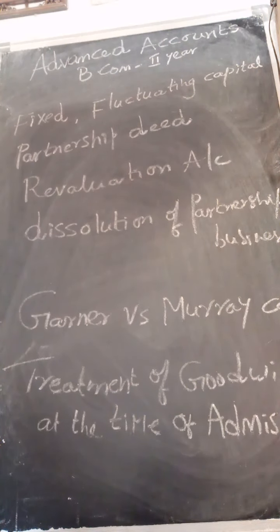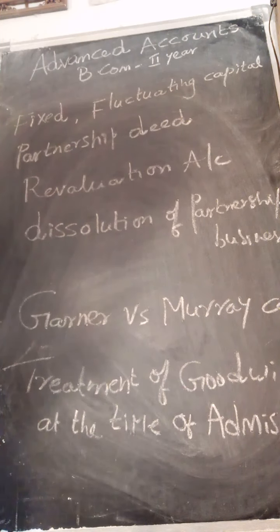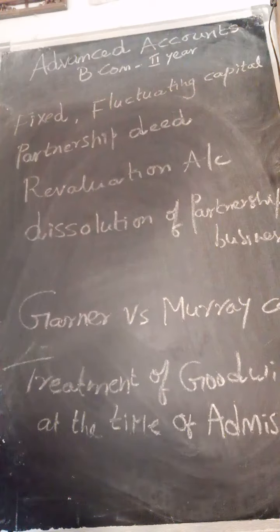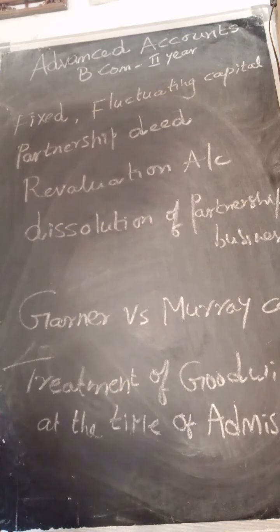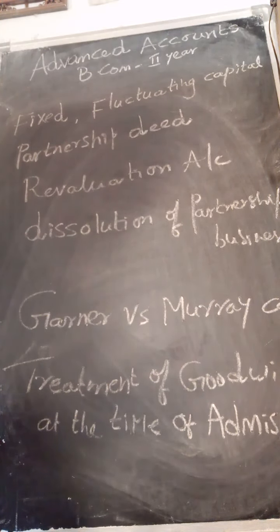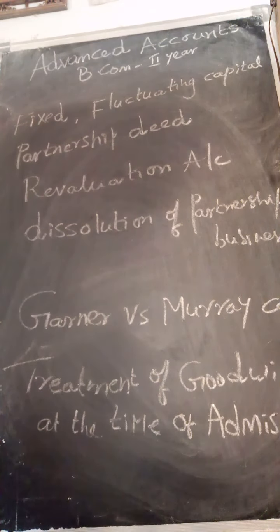Then revaluation account. Revaluation account is a nominal account. This account is prepared at the time of admission of partner, retirement of partner, or death of the partner. All losses like decrease in the value of assets and increase in liabilities and new provisions created will be debited to this account. Appreciation in any asset value, decrease in liabilities, decrease in provision should be taken on the credit side. The profit or loss in this account is distributed to the old partners in the old profit sharing ratio. That is very, very important, my dear students.